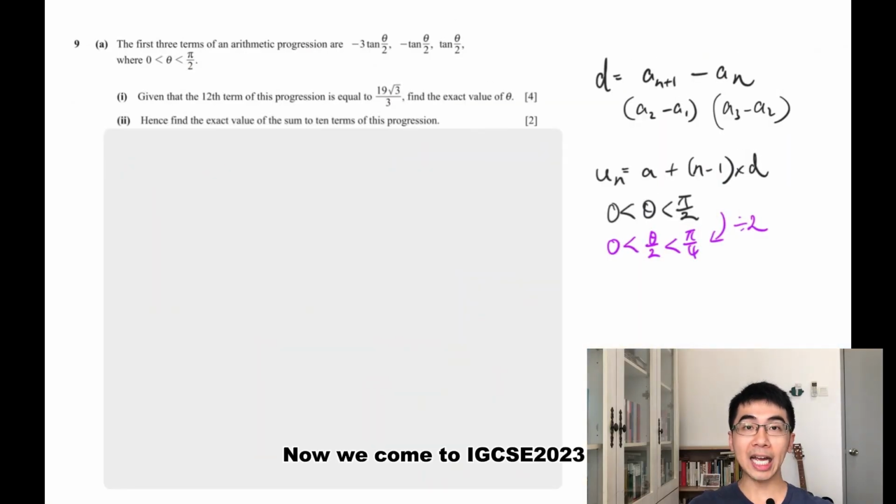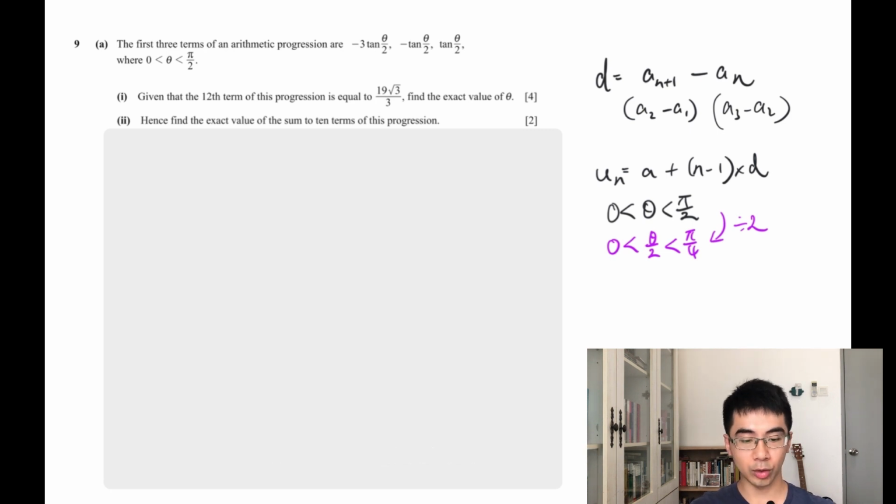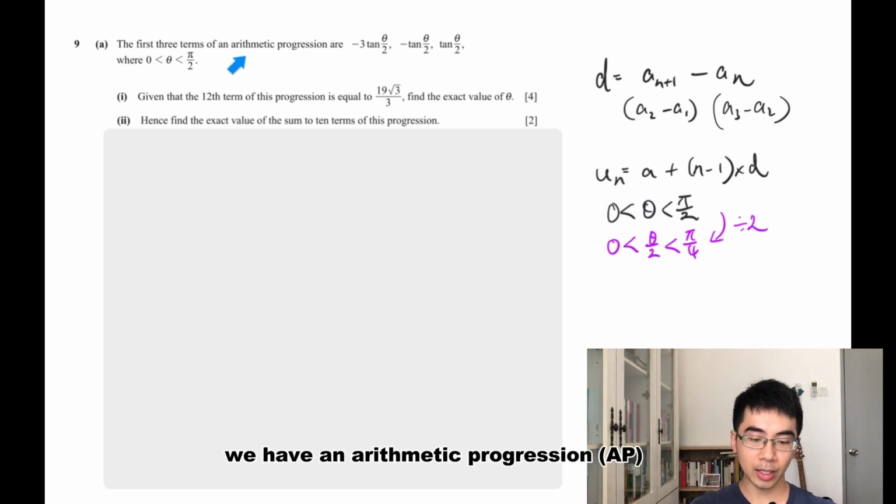Now we come to IGCSE 2023, October and November, Additional Mathematics, Paper 1, Set 1, question number 9. So this time is about series, that topic. So for part A, we have an arithmetic progression, AP.